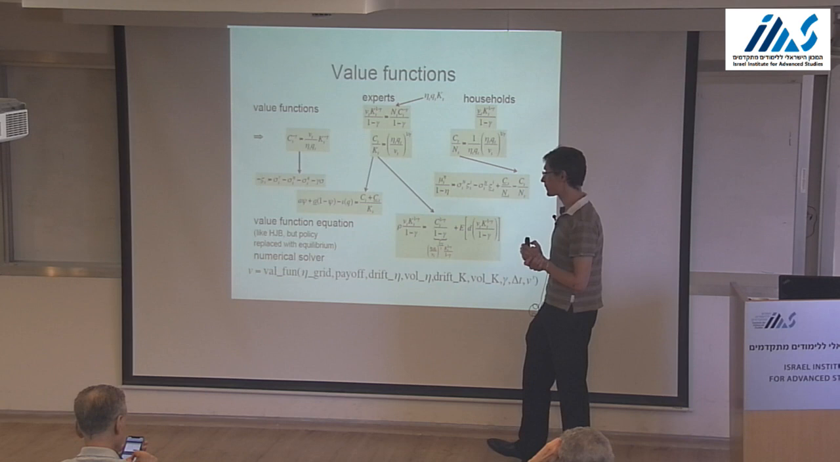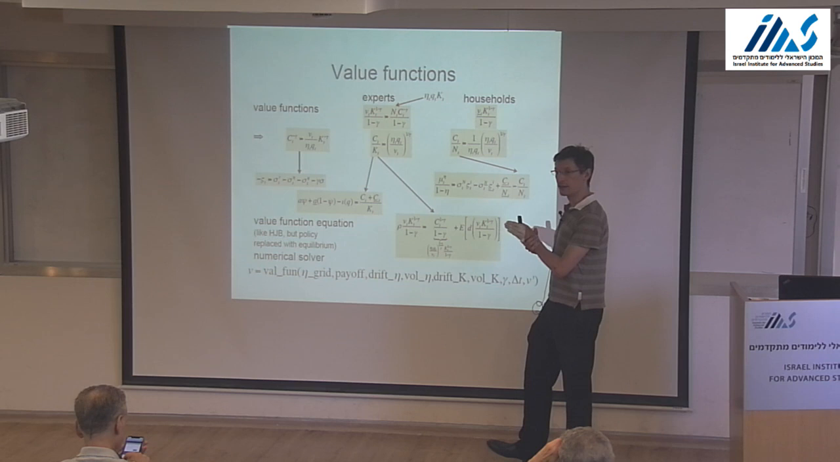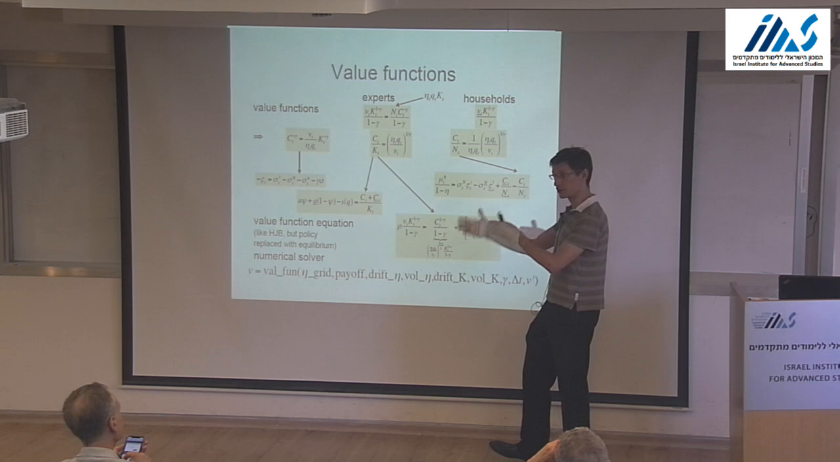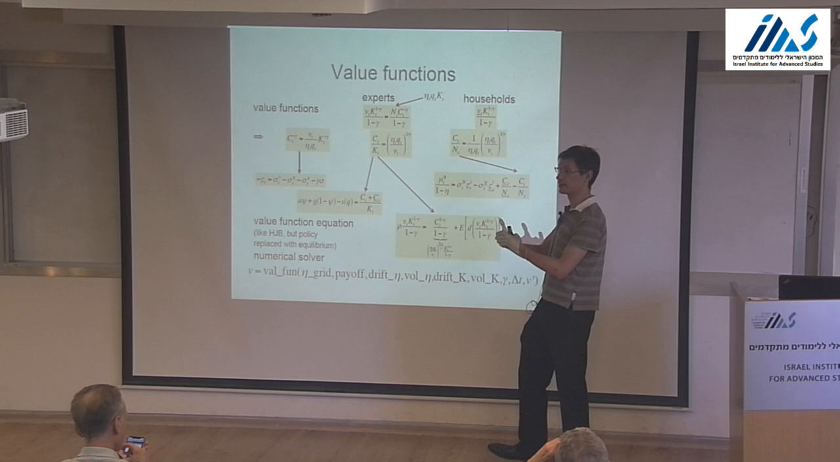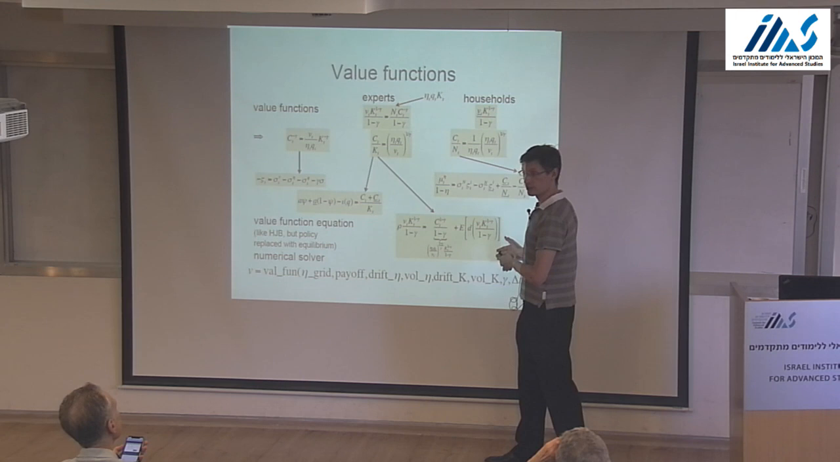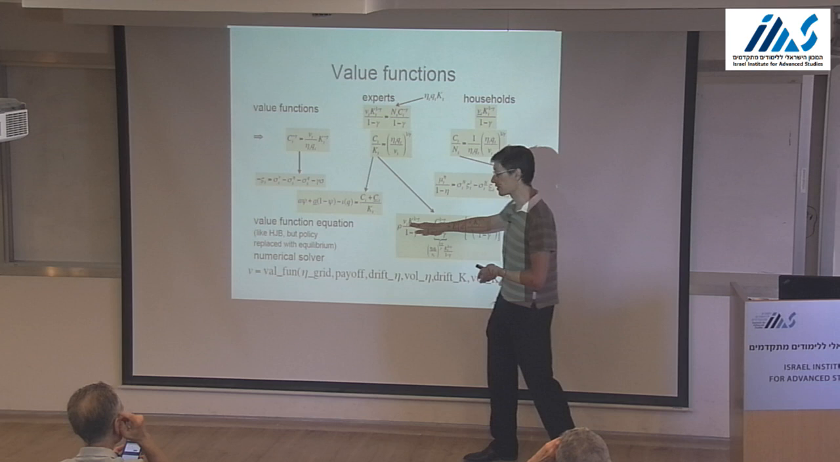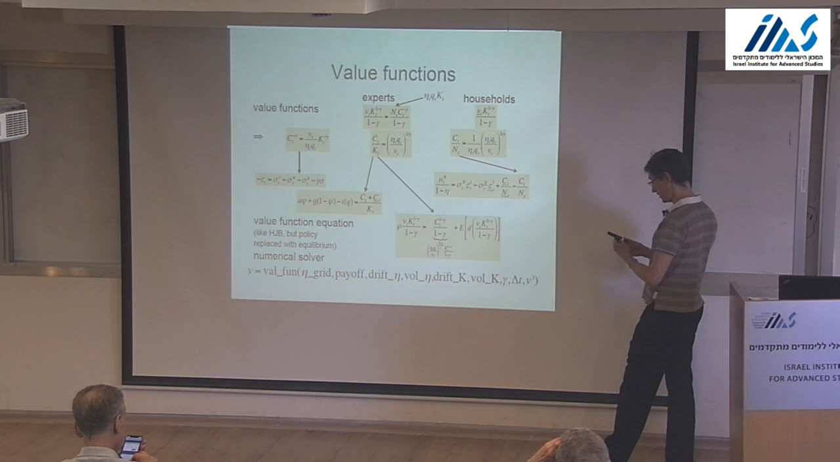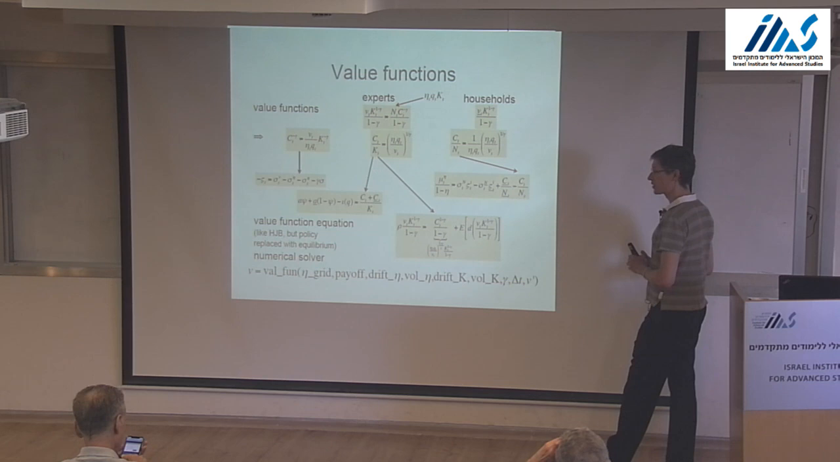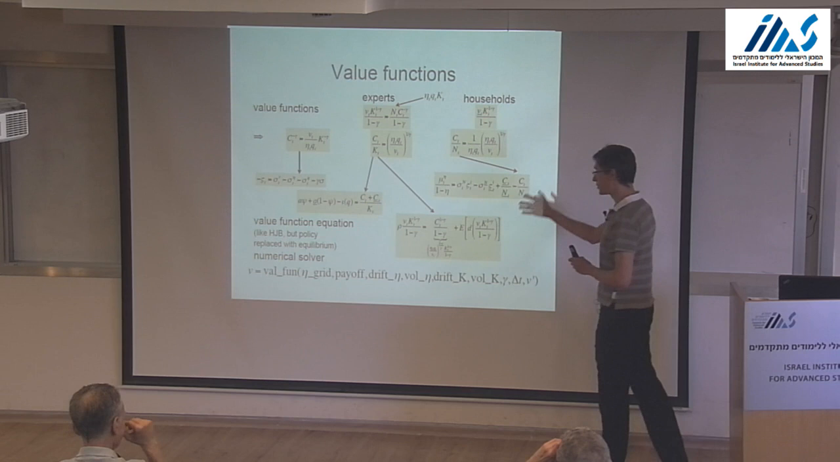But the good news is that if you have an HJB equation solver, that basically allows you to take a policy and, given the policy, find the value function a moment earlier, you can just use that HJB equation solver to solve this equation, except you're doing it twice, once for experts and another for households. Okay, so basically, if you know how to solve the types of equations that José is solving, then you can.